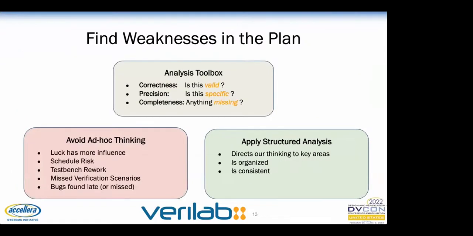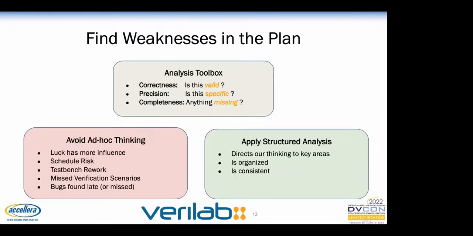The final step is to inspect our plan for weaknesses. A good way of doing this is to review every item in the plan and ask ourselves 3 types of questions. We check correctness by asking, is this valid? Check precision by asking, is this specific enough? And check completeness by asking, is anything missing?